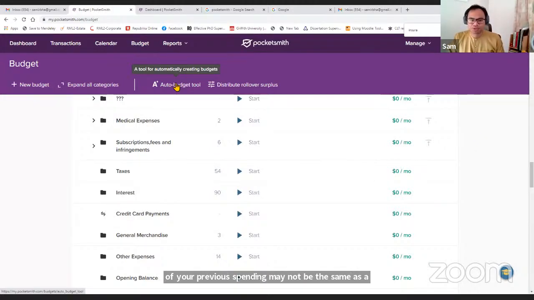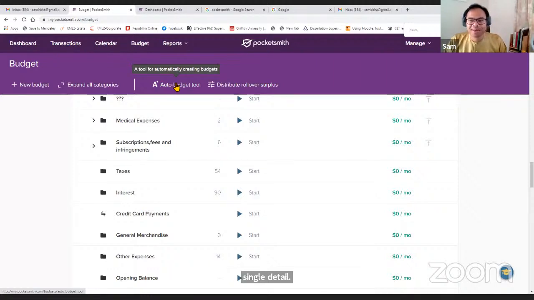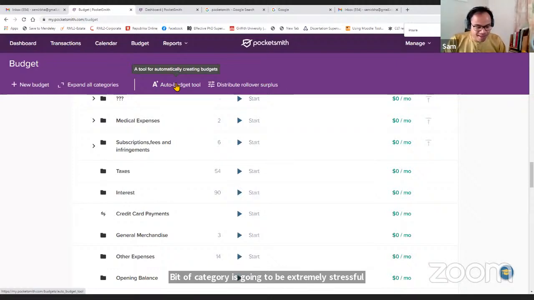So it's always better to actually sit down and look at each budget category and work out how much you want to spend on each one. Because if you notice, I haven't budgeted for every single thing. I've mainly only budgeted for the big expenses and a few other expenses that I feel are worth keeping track of. Budgeting for every single detail is going to be extremely stressful, and your brain can only keep track of so many numbers.